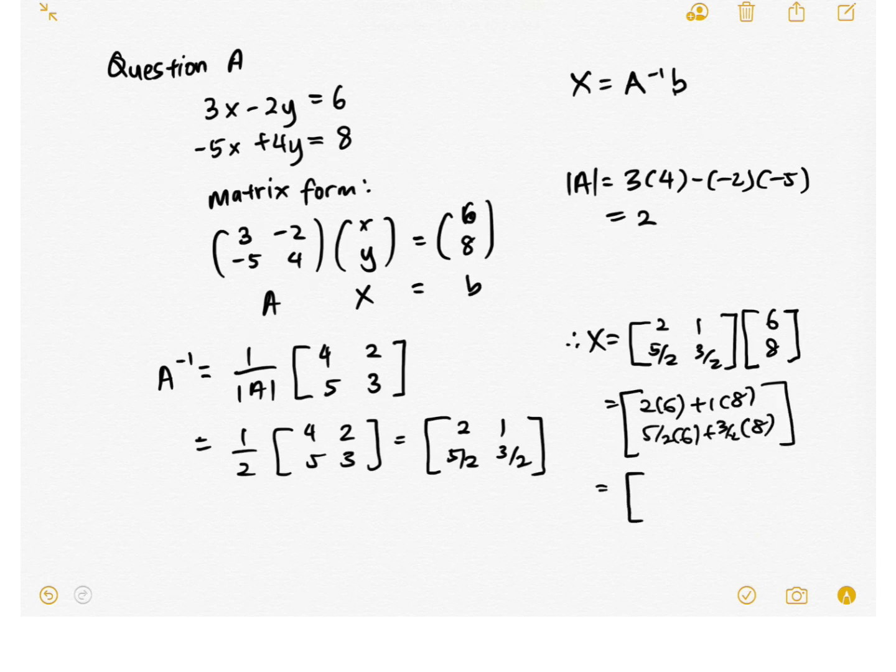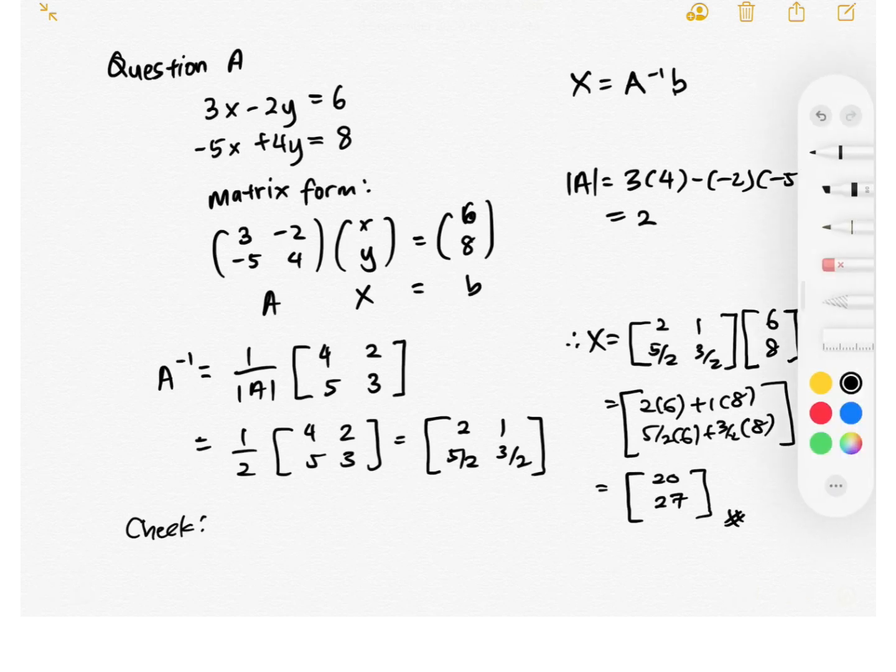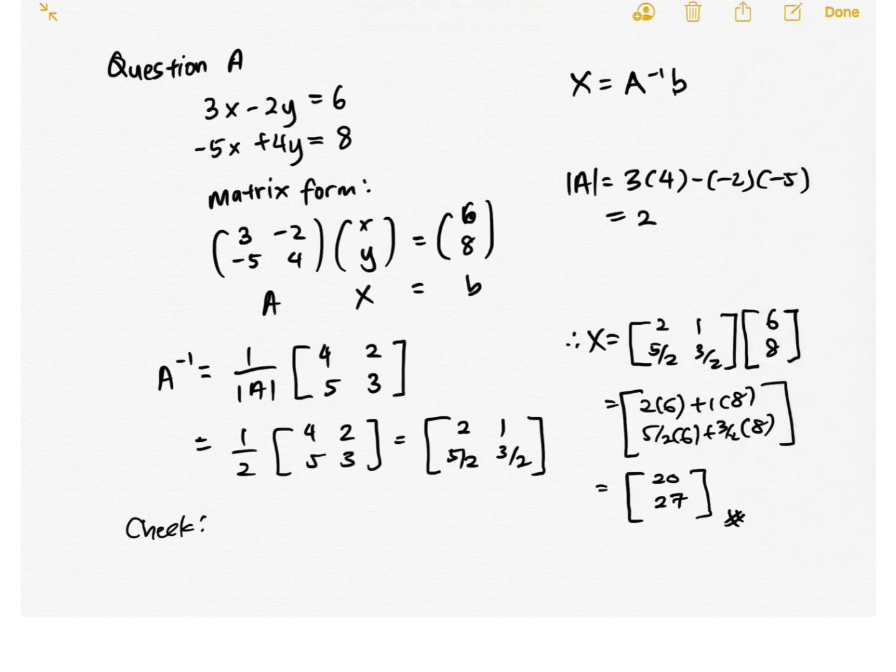Which is then you'll get your answer 20 and 27. Okay, so to check whether your answer is correct or not, then you can substitute back this value of x and y. So this is your x, this is your y. Substitute into your matrix or your system of linear equation.